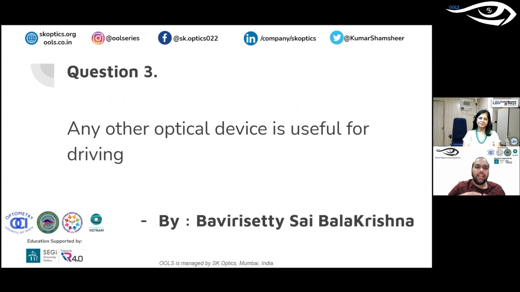And are there any other optical devices which are useful for driving? The bioptics, of course, yes, is something which is allowed. In the US, not in all of the US only. But you see, there is a particular limit to the driving.